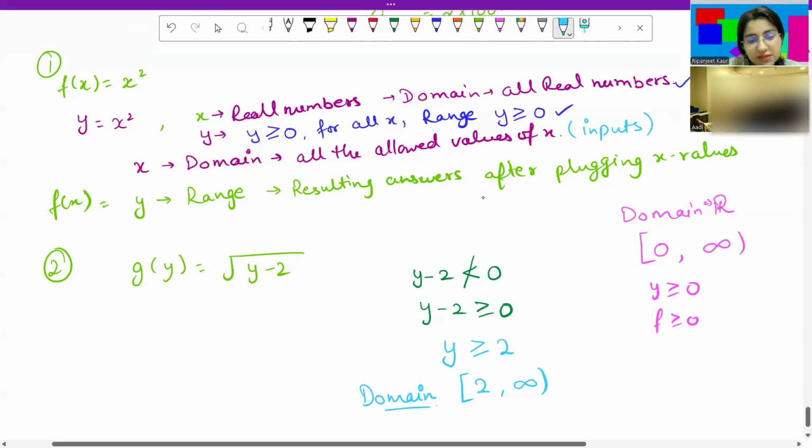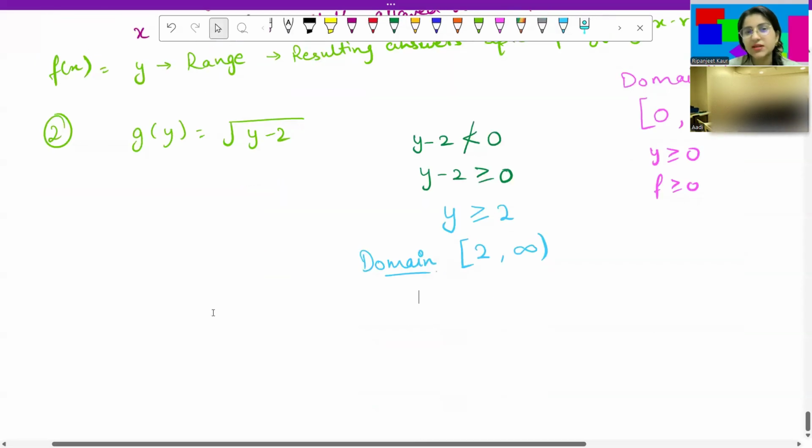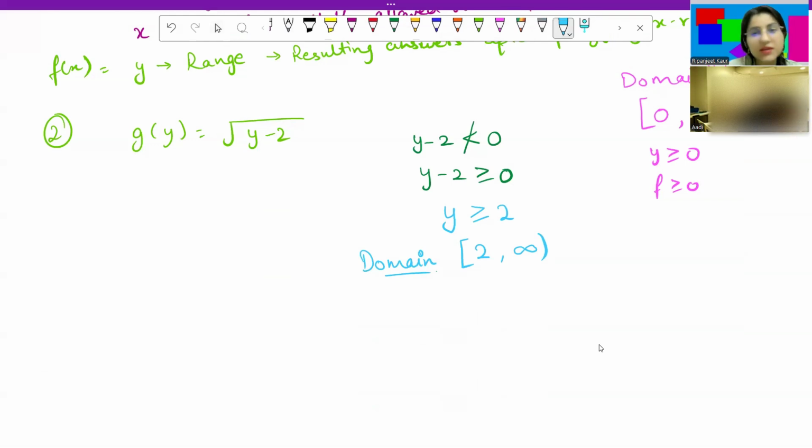Let me match if it is correct. Domain 2 to infinity, which is equivalent to y greater than or equal to 2. So our answer is correct for this. All right. Now after this, you can check the answer. Is it understandable? Yes, but it also says range is 0 to infinity.